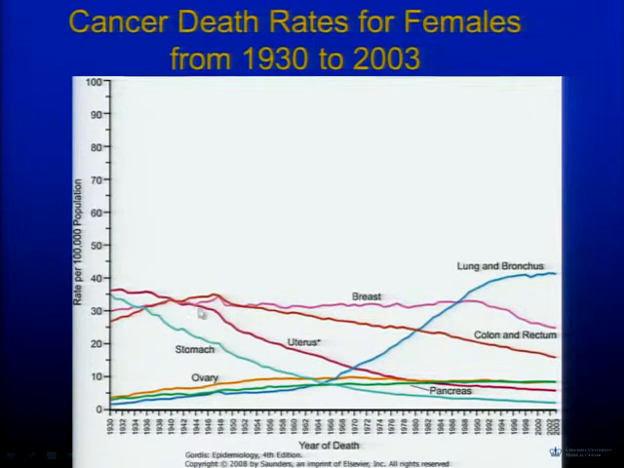So let's look at breast cancer. That's the pink line here. Not really a huge change, right? It doesn't look like a lot is going on. So there seems to be no change in breast cancer mortality. Do you think that treatment is ineffective?